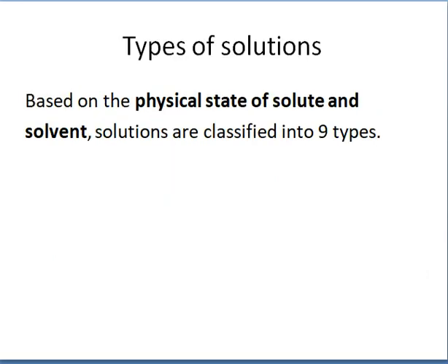Then what are the types of solution? Based on the physical state of solute and solvent, solutions are classified into 9 different types. We are classifying the solution only based on the physical state of solute and solvent. Water is an example of a solvent. The physical state of water is that it is available in 3 states: solid, liquid and gas. This is an example of physical state.